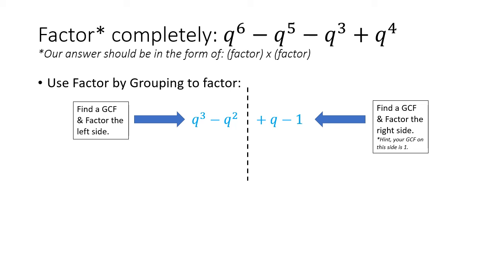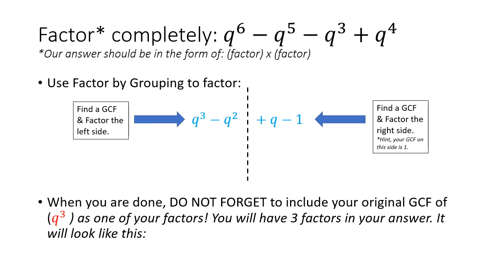So I'm going to let you finish this on your own, okay? Use factor by grouping, and then when you are done, do not forget to include your original GCF of q cubed as one of your factors. So when you have fully factored this, you're actually going to have 3 factors in your answer. That original GCF of q cubed that you pulled out way at the beginning is going to be your first factor. And then once you use factor by grouping to factor what we have here in blue, you're going to get 2 factors from that. So your final factorization will start with q cubed, and then you're going to have 2 other factors. So you're going to have 3 factors in your answer.